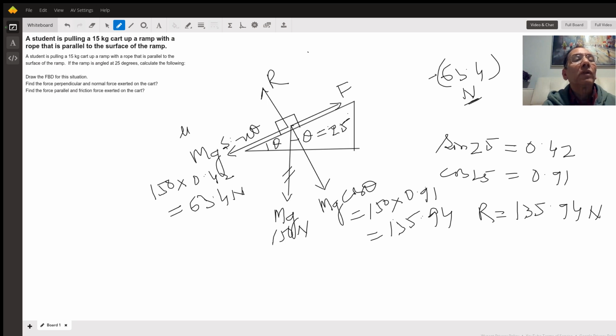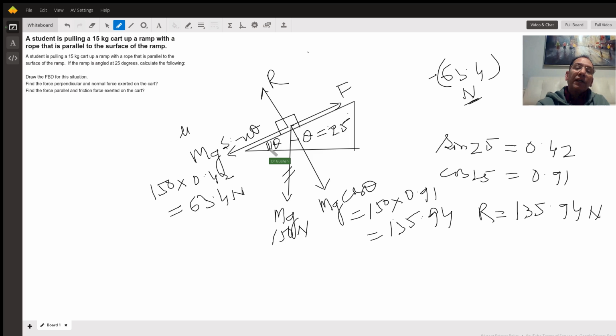And the question reads, a student is pulling a 15-kilogram cart up a ramp with a rope parallel to the surface of the ramp. So this is a rope which is having a force on it, and let that force be F. A student is pulling a 50-kilogram cart up the ramp with a rope parallel to the surface of the ramp. If the ramp is angled 25 degrees, so this angle is 25 degrees, calculate the following. Draw the free body diagram, find the force parallel and normal exerted on the cart, find the force parallel and friction force exerted on the cart.